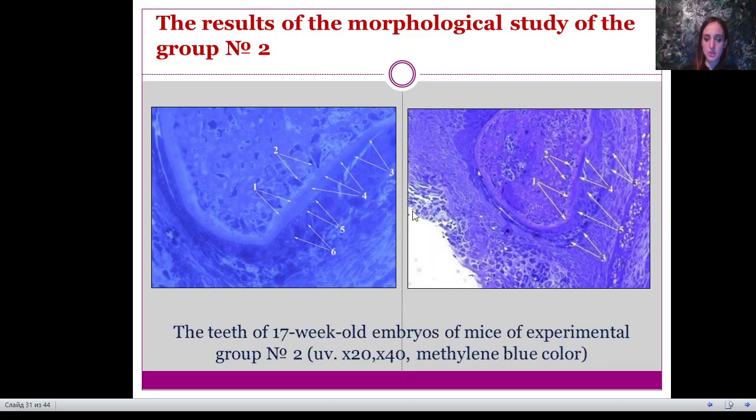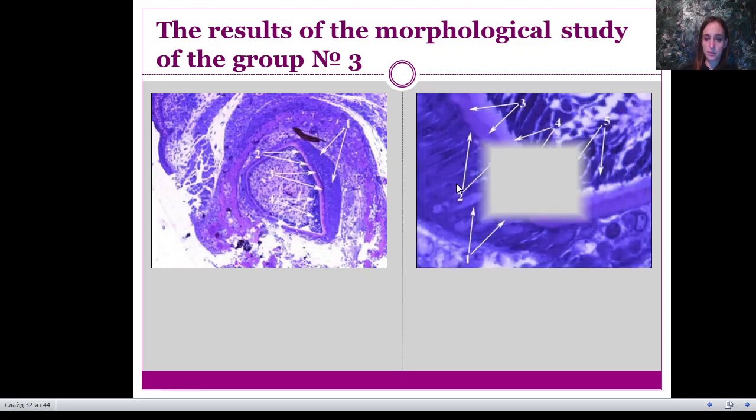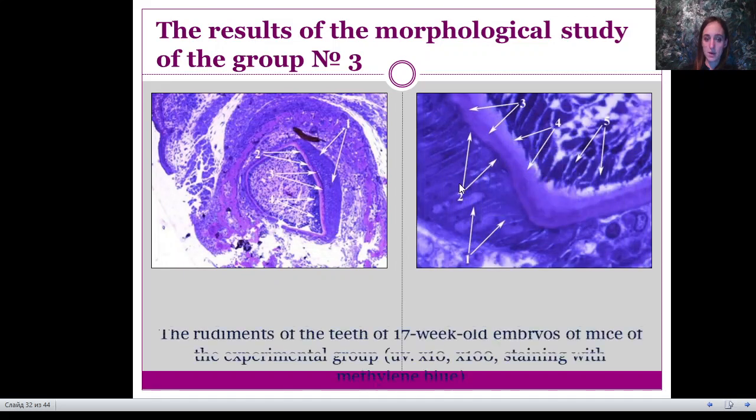And you can see pictures of the results in the second group. Here, the teeth of 17-week-old embryos of mouse. And group number 3. The rudiment of the teeth of 17 weeks old embryos of mice of experimental group.